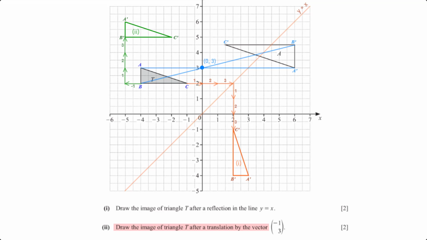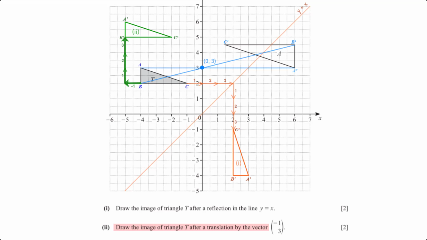Draw the image of triangle T after a translation by the vector -1, 3. For this translation, the translation vector dictates that we move each of the vertices of triangle T 1 unit to the left and 3 units upwards.